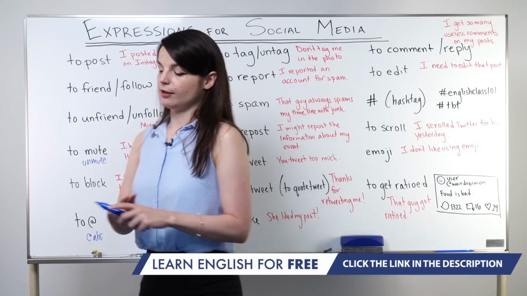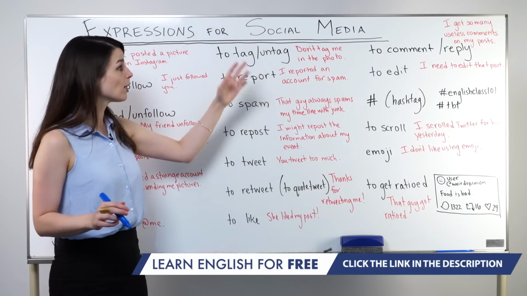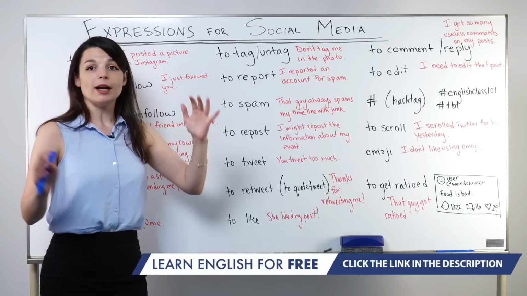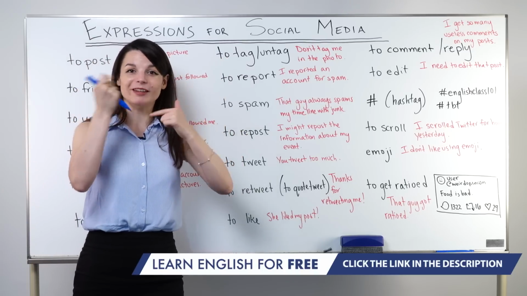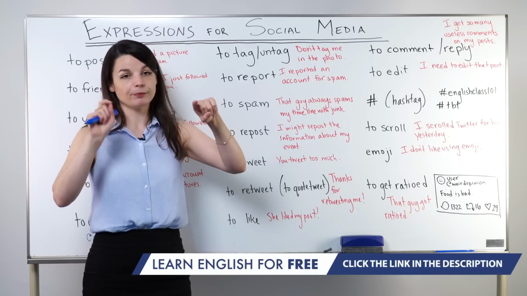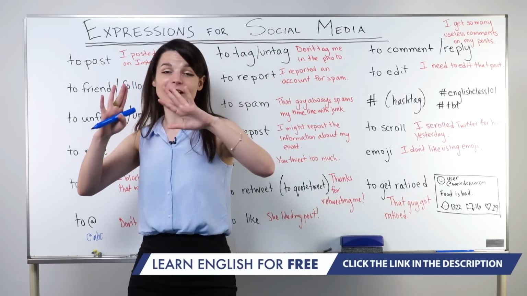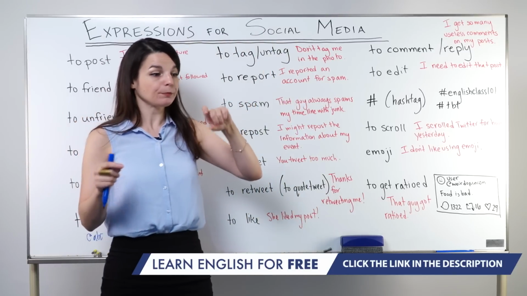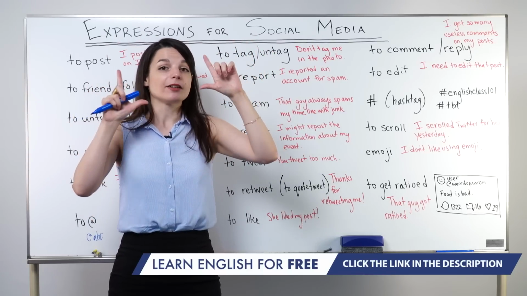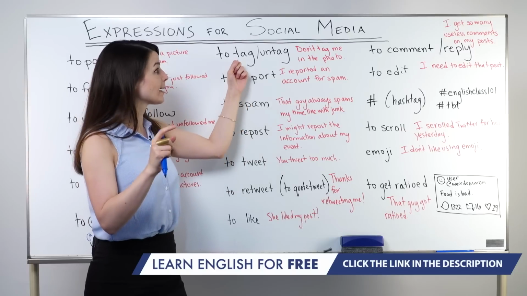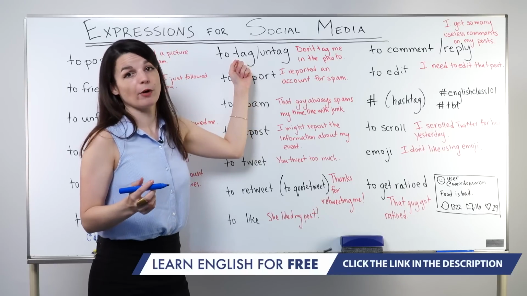Okay, let's go on to the next group then. The next group is to tag or to untag someone. To tag or untag someone is used a lot in photos. So on Instagram, if we share a photo and there are people in the photo, we can select the people and add their username. We can at the person in the photo. So when we click on the photo, we can see all of the people or all of the accounts that are tagged in the photo. So to tag someone means to mark someone in a photo or in a post. You can tag someone in a post.